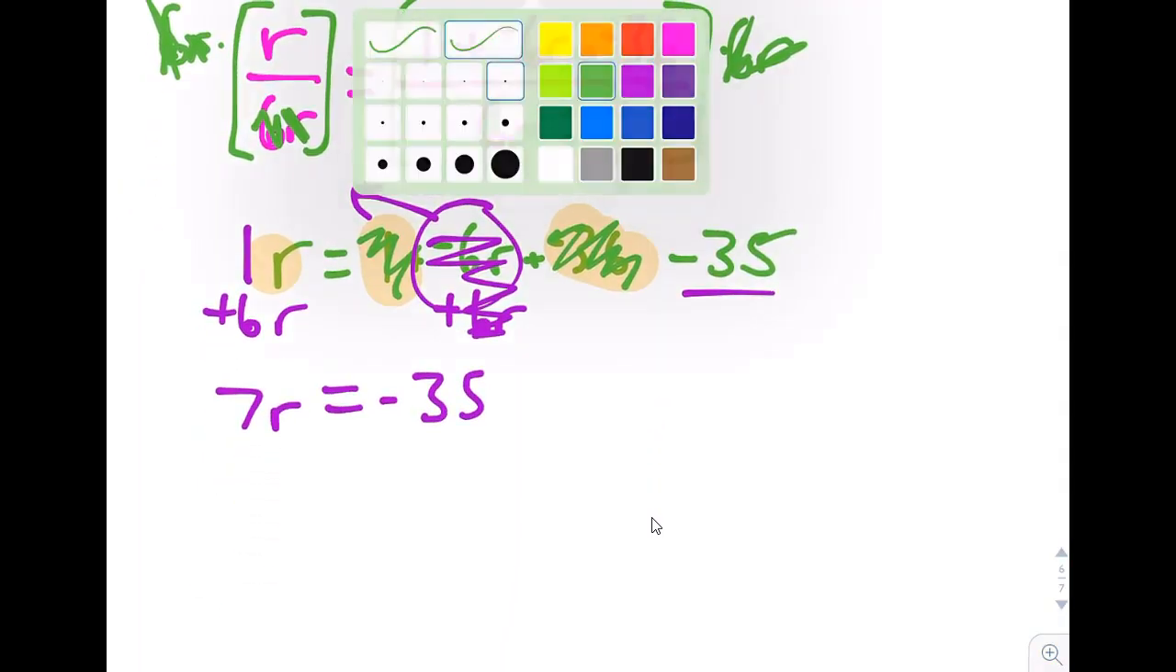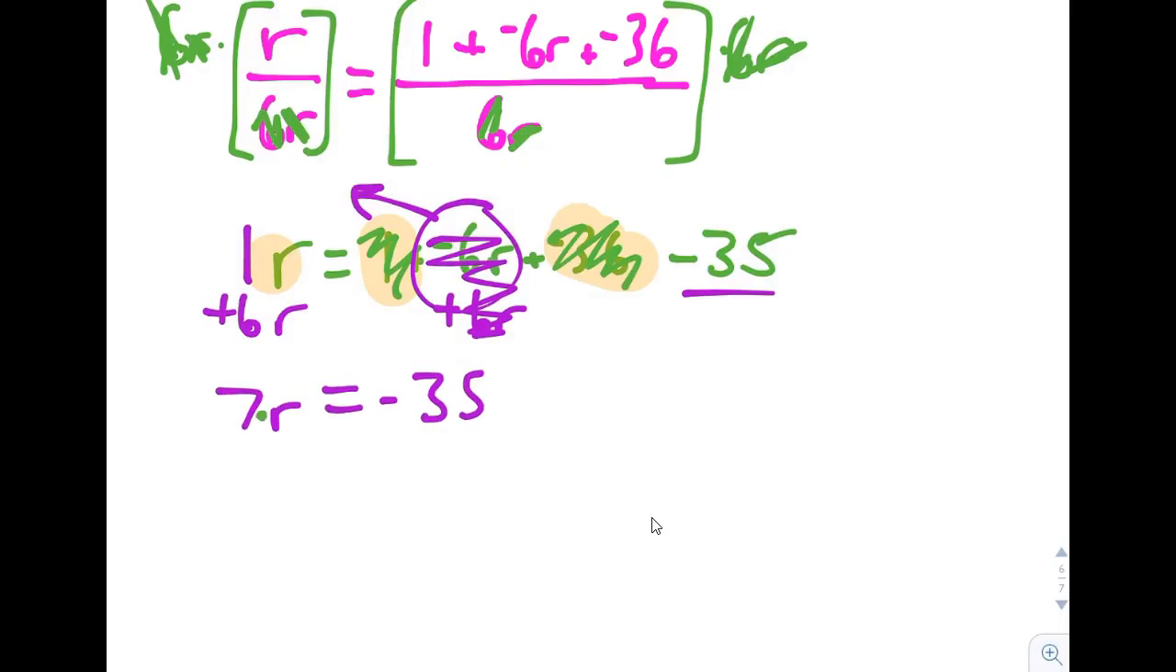Finally, 7r is 7 times r, and we want r alone, so we need to get 7 out by undoing it. We undo multiplication with division, and if we do it to one side, we do it to the entire other side, meaning that 35 divided by 7 is 5, and that negative sign that you almost forgot about, I know you almost forgot about it, don't lie and say you didn't, is going to come along for the ride.